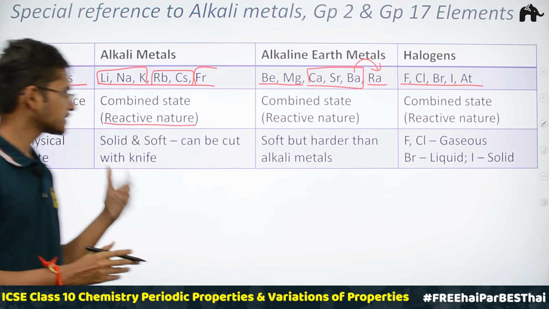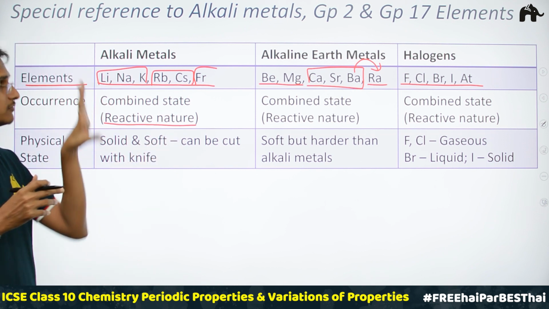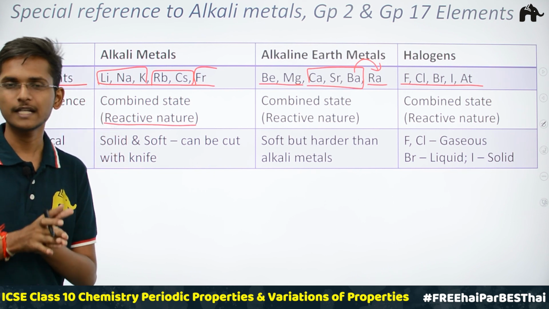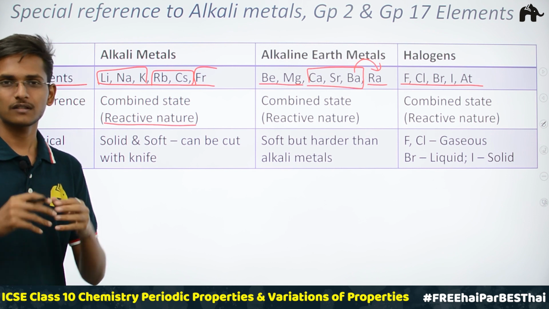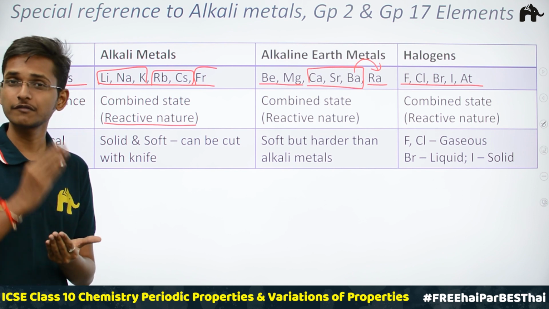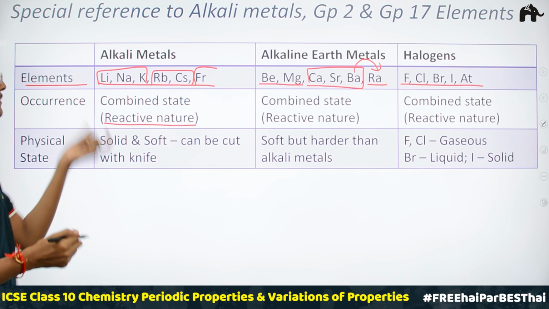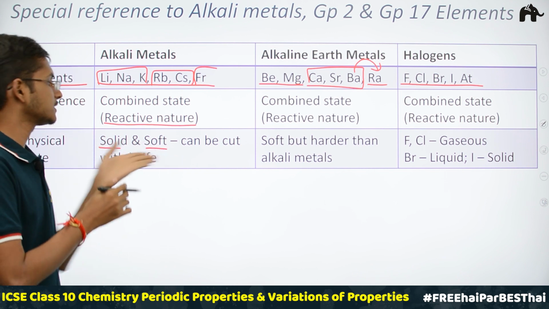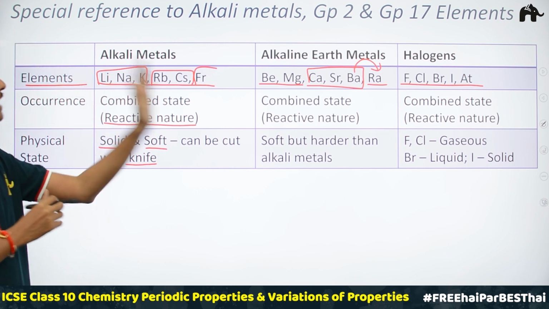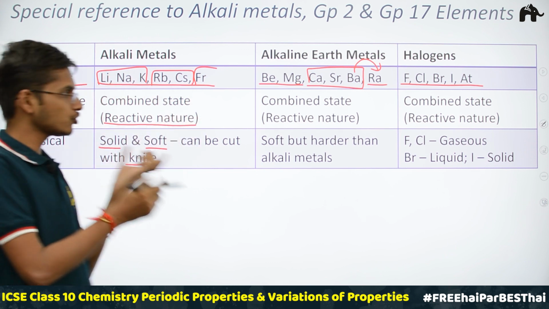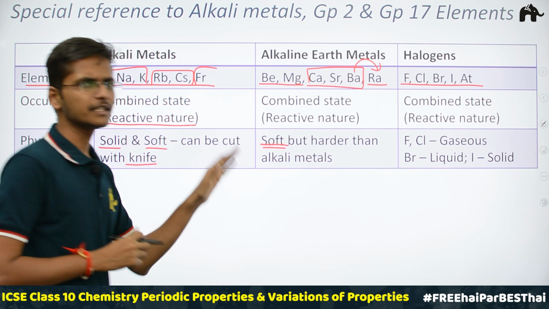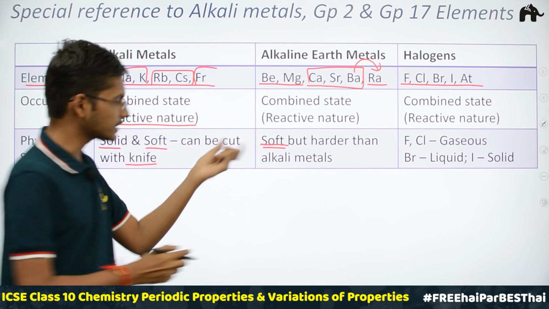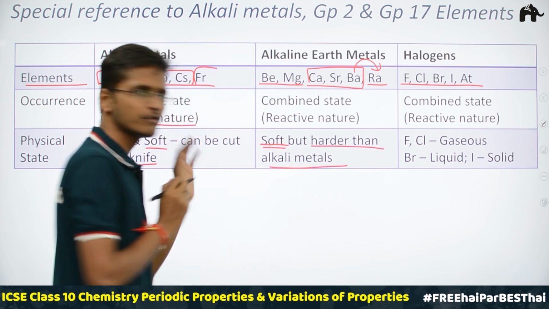Now next is physical state. Alkali metals, you would have heard that sodium exists as solid, but it is so soft that we can cut it with a knife, right? So yes, alkali metals are solid, but they are soft. We can cut them with a knife as well. Moving on to the alkaline earth metals, they are also soft, but they say that we are harder than alkali metals, because we come after alkali metals. So yes, they are harder than alkali metals. In this way you can remember.